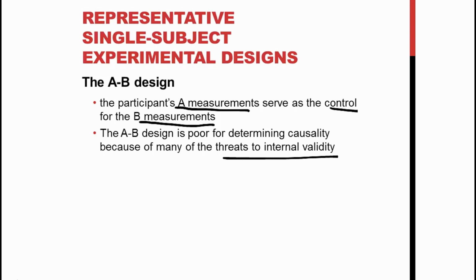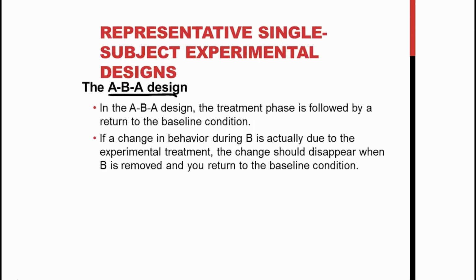There are lots of threats to internal validity that can cause a change to people's behaviors during the B phase that are unrelated to the actual experimental treatment. Think of history or think of maturation, regression to the mean. All of those could be extraneous variables. So if you want to improve the type of design that you use in your single subject research, you may consider the ABA design. In an ABA design, we have a baseline, a treatment, and then another baseline phase.